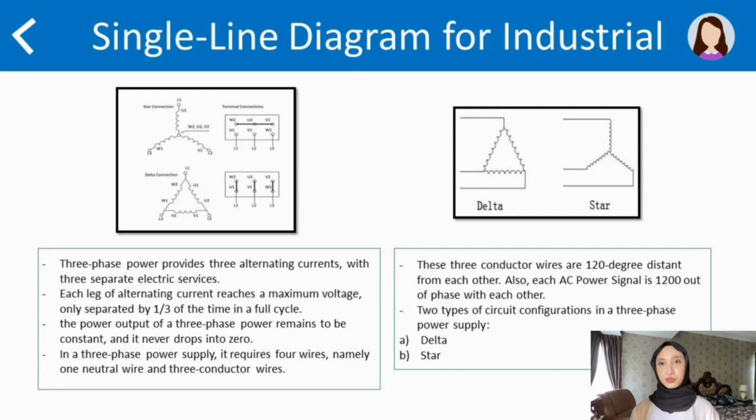In a three-phase power supply, it requires 4 wires, namely 1 neutral wire and 3 conductor wires. These 3 conductor wires are 120 degrees distant from each other. Also, each AC power signal is 120 degrees out of phase with each other. Two types of circuit configuration on a three-phase power supply are delta and star, as shown in the figure above.